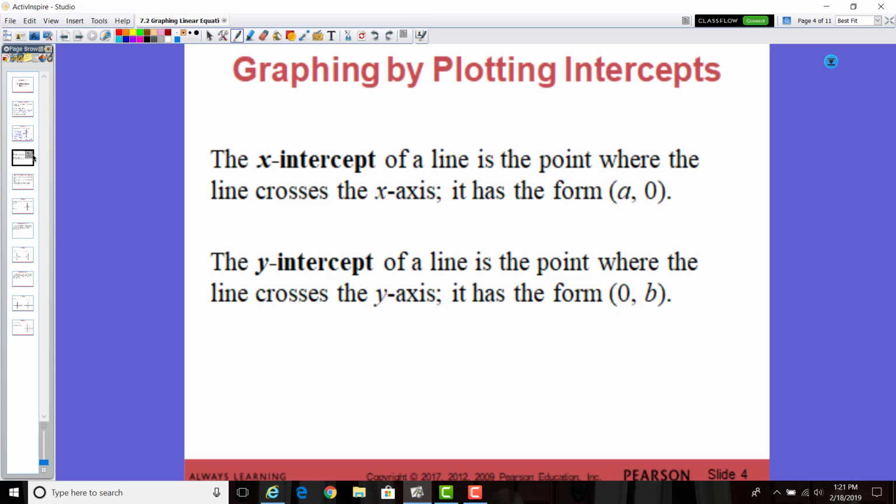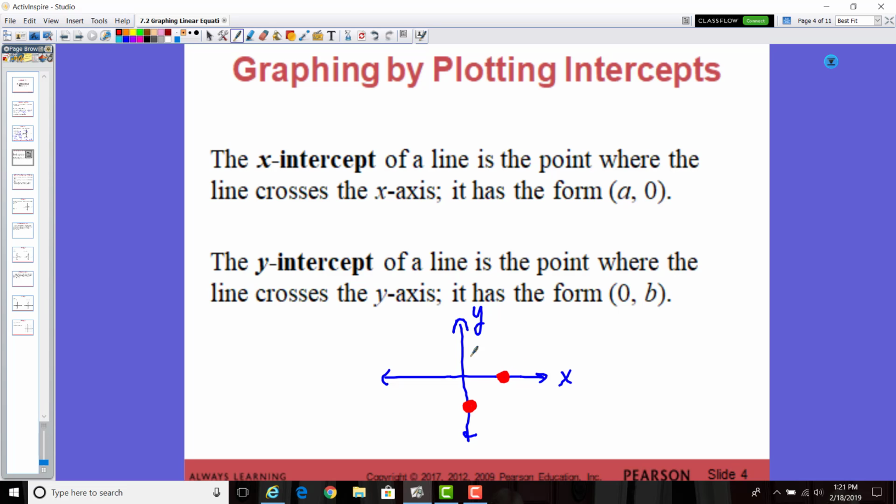The second method is by what we call using the x and the y intercepts. Now, in order to use this method, we have to understand what an x-intercept is. So if I have my coordinate plane here, we know this is the x-axis and this is the y-axis. An x-intercept is a point on a graph where it crosses the x-axis.